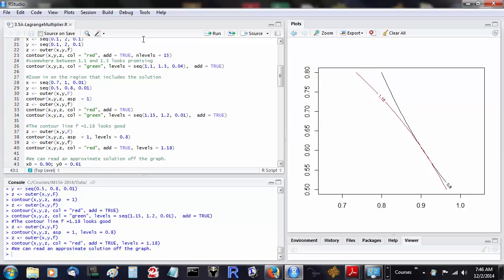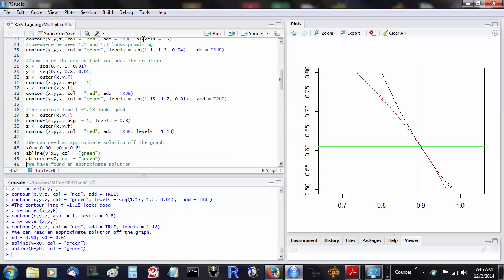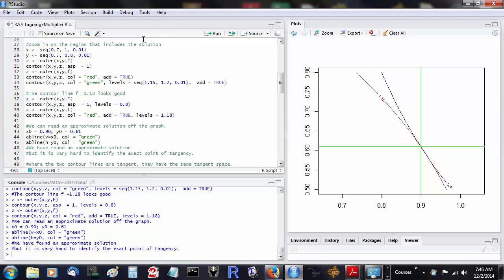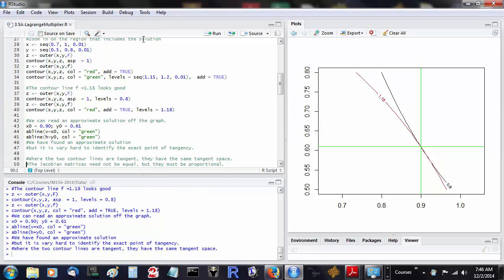So the best I could do is say x0 is 0.9, y0 is 0.61, and if I plot that, plausibly those 2 curves are tangent at that point. At least we found an approximate solution. Now, if the 2 contour lines are tangent to one another, they also have the same tangent space. And we know how to get the tangent space. It's the kernel of the Jacobian matrix. If you have 2 different Jacobian matrices that are proportional to one another, they will have exactly the same kernel, exactly the same tangent space.